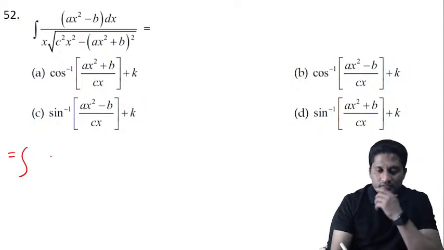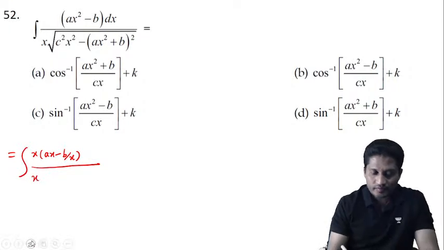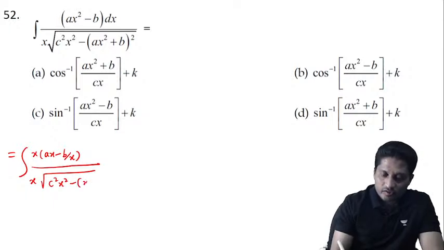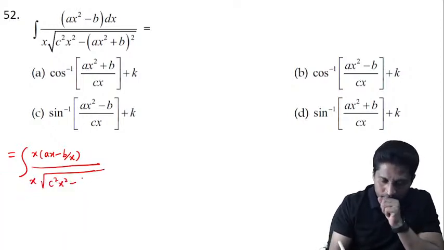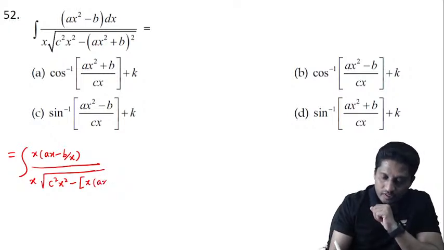The integration of (ax square plus b) is there, right? Take only x common. This will be equal to (ax minus b by x), and then whole divided by x into root of c square x square minus, under the square, I'll take x common. I'm going to keep that square as it is. If I take x common, this will be ax plus b by x, and this is whole square. And then this is dx.